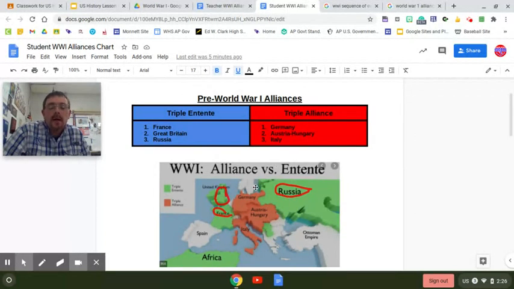The Triple Alliance is these red countries. And if you notice, they're here in the middle. So they're centralized, which is something to keep in mind. So these are the teams or the alliances that are made pre World War One in the years that are leading up to World War One.